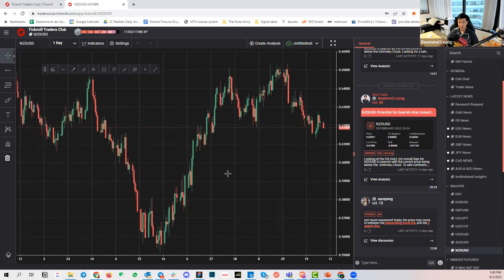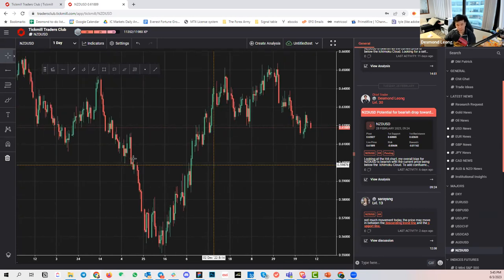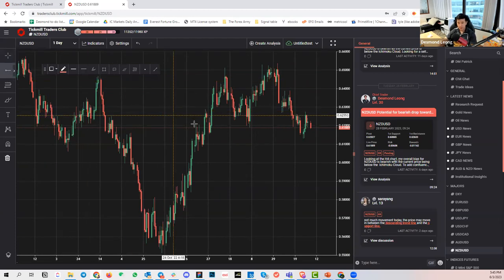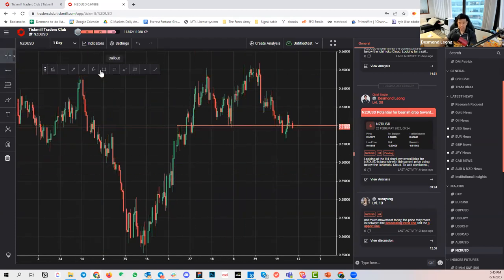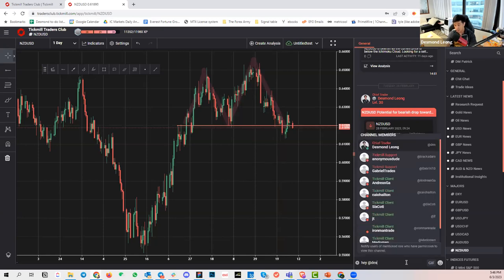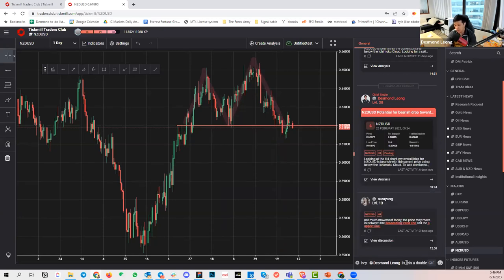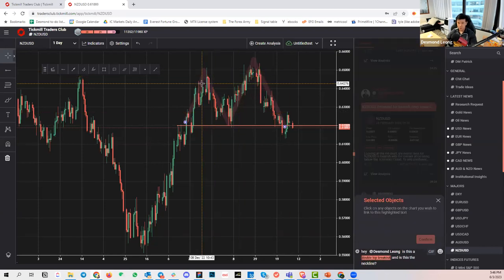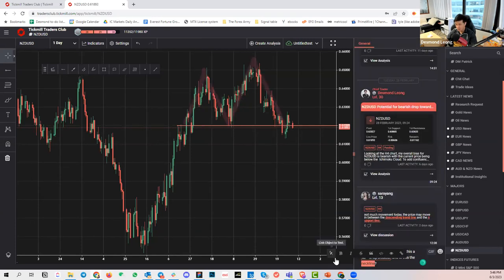Now let me go on to the daily time frame, one day time frame. So you might be looking at Kiwi dollar and you say, yo Desmond, I'm looking at this level here, and there is this crazy movement here. So you can say, hey Desmond, is this a double top breakout and is this the neckline? So what's a double top breakout? You highlight the text, you click this little button called link object to text, and click on whatever you just drew. And you can draw this, click this, you can see this is a double top breakout. And what is the neckline? The neckline is over here.